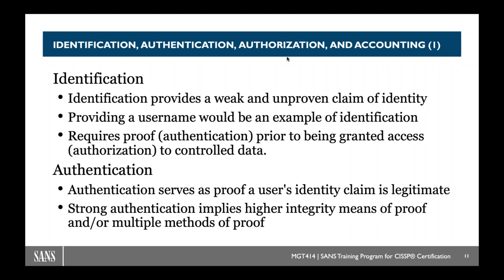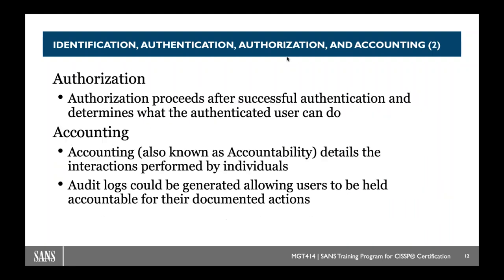Identification is making a claim. My name's Eric Conrad. I identify myself. My name is Phil Smith. I also identified myself. Now, clearly the second one's wrong. But identification is weak. There's no proof. Authentication is proving that identity claim through a password or, better yet, dual factor authentication, something like that. Authorization, as I said, is the actions you're allowed to take in that system once you've identified and authenticated. And accounting or accountability is proving what happened after the fact, audit trails, things like that.